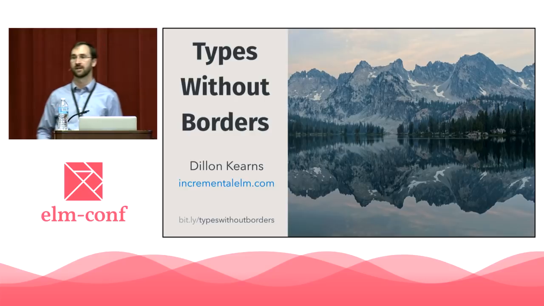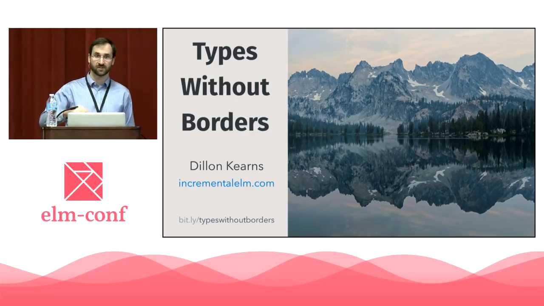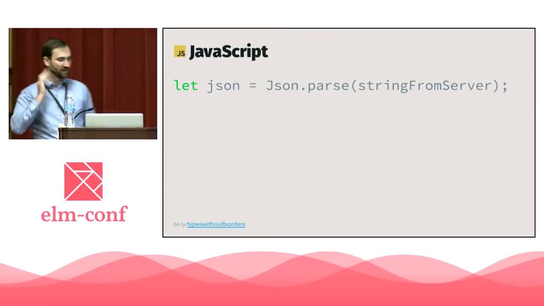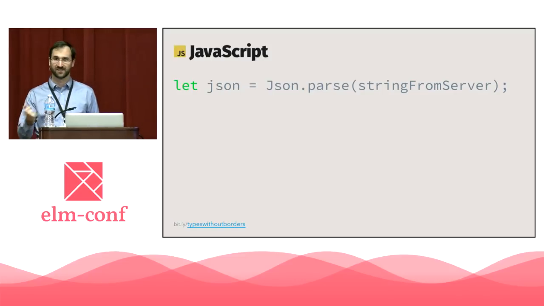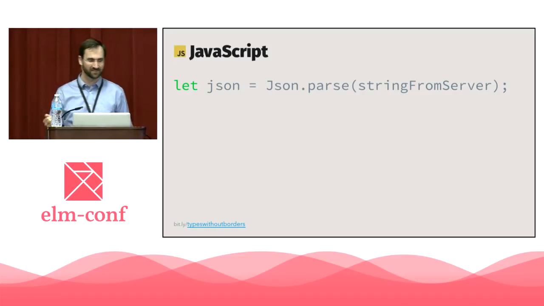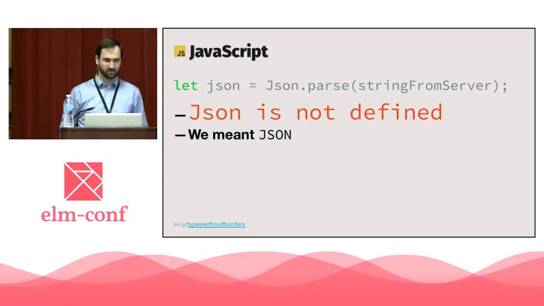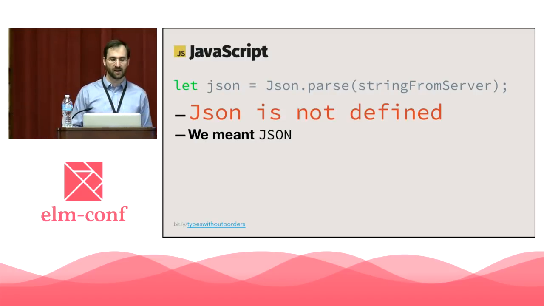So today I'm going to be talking about types without borders. But before we talk about types without borders, let's talk about types or no types. So many of us have had this experience. We're writing this JavaScript code and we're excited to run our app and see what happens. JSON.parse string from server. And JSON is not defined. So of course we should have written it with all uppercase and then something interesting would have happened.